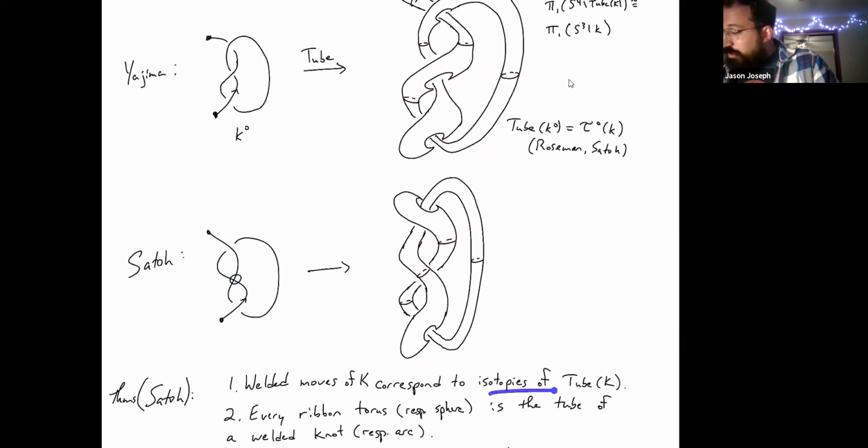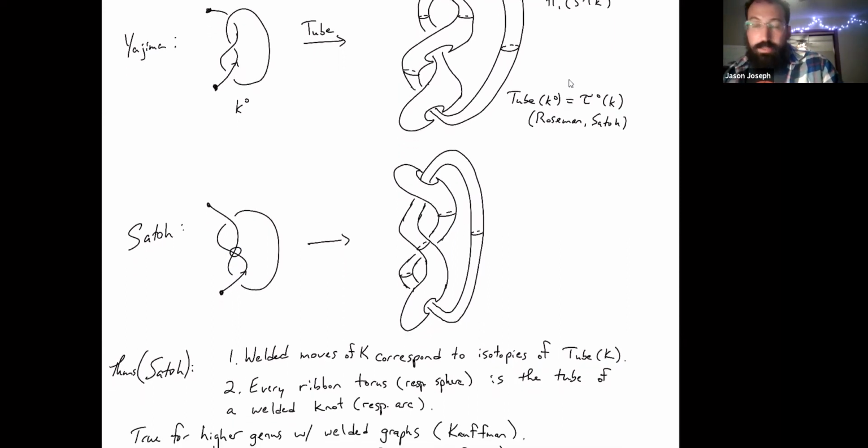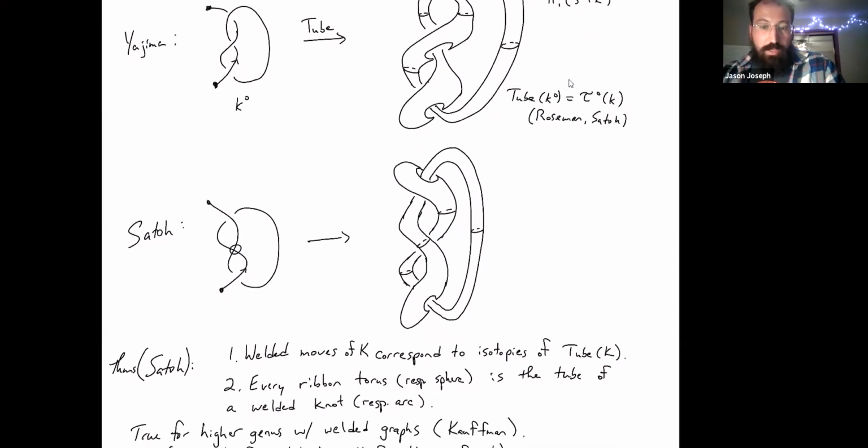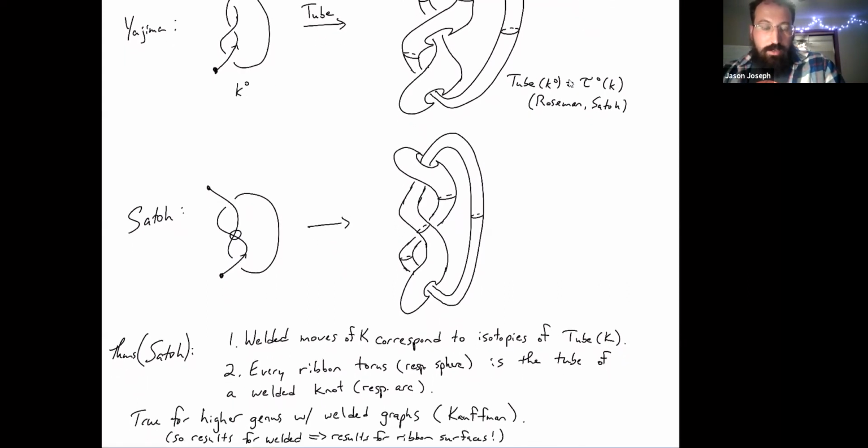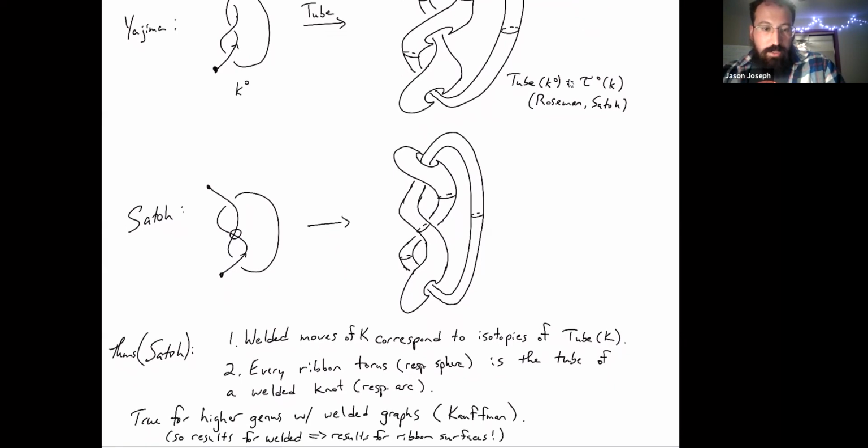And if you do welded moves on your arc or whatever, those correspond to isotopies of the tube surface, and every ribbon surface is a tube of something. You can do graphs for higher genus if you want. I think Kaufman was the first to do that, but I haven't seen much about it other than that it can be done. To me, it's really just a shorthand for a ribbon presentation, so that you don't have to draw these big pictures.